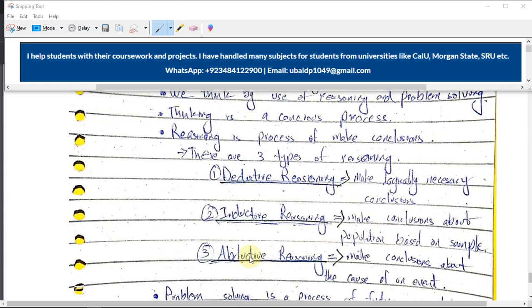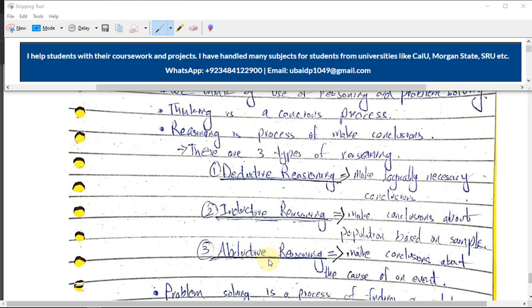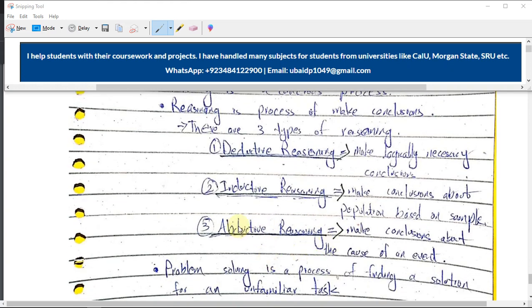Then there is abductive reasoning. It is making conclusions about the cause of an event. You hear about an event, let's say an accident, and you say maybe the driver was over speeding, because that's the general idea you have for an accident. So it is like that.